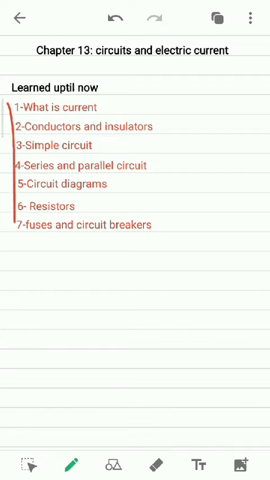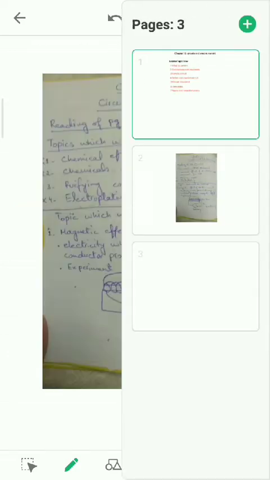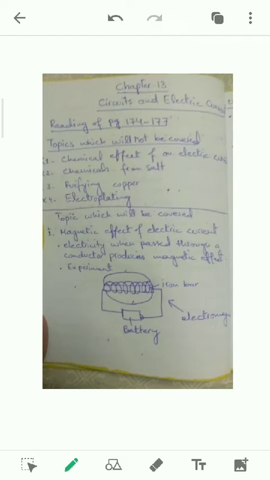What is current? What are conductors and insulators? What do you mean by a simple circuit? What is the difference between a series and a parallel circuit? Circuit diagrams, resistors, fuses, and circuit breakers. Okay, we will not be going into detail of these. We'll be continuing to the next concept, which will be on page number 174. So we'll all have to open page number 174.